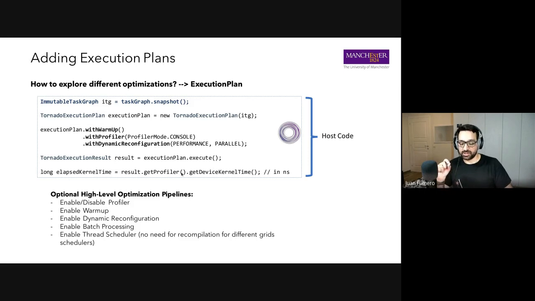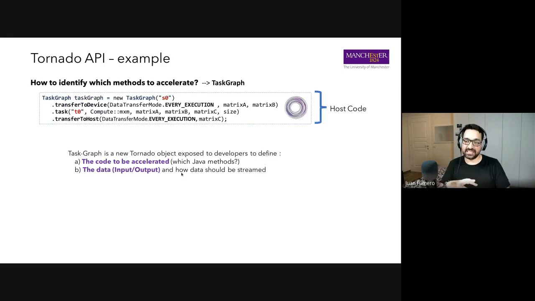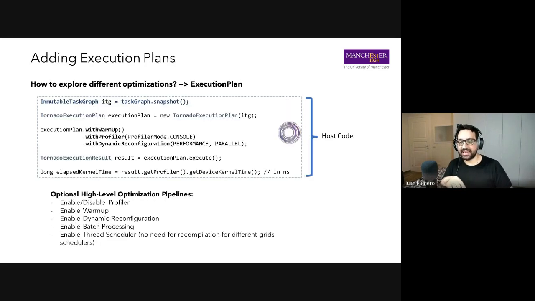So I want to mention that the task graph doesn't execute anything. This is just a definition. The time we call execute is the time that Tornado will offload the code, optimize the code, and run on the accelerator. This is a blocking call. It's a synchronous call, but we are working on an async version, if you like. But that's work in progress.